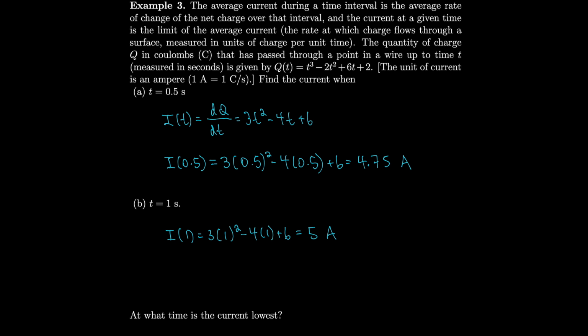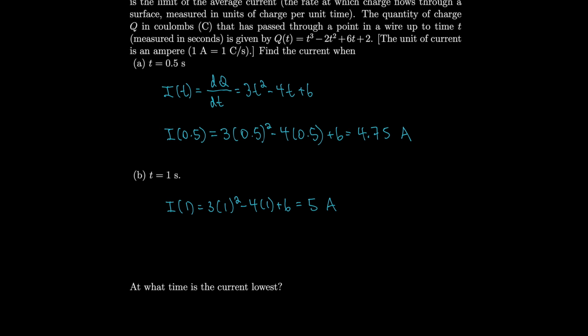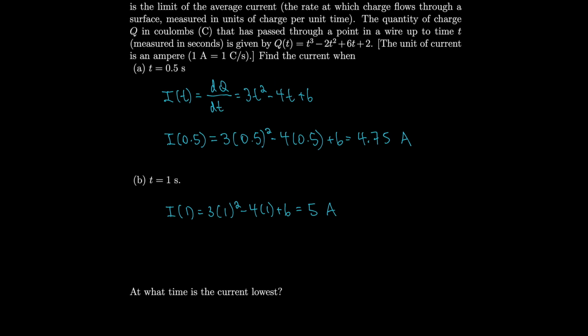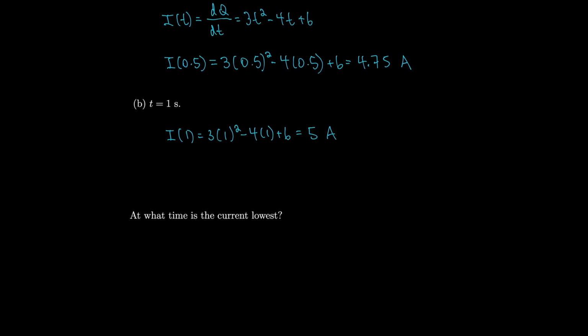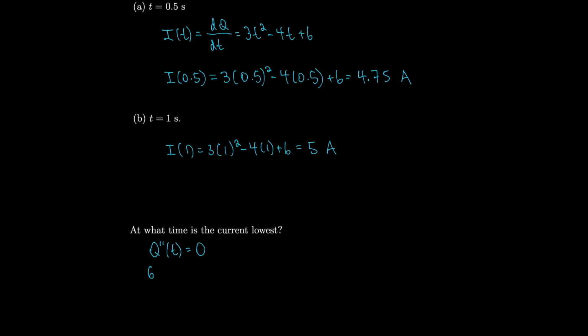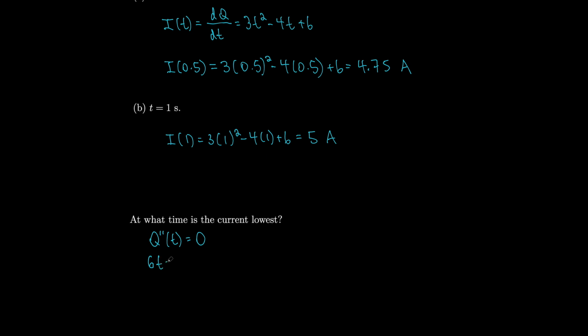Sorry, not velocity, I keep saying velocity, but in this case it's actually current. I want to know when the derivative of current is 0. So we want the second derivative of charge. So we want Q double prime. I want to know when that is 0. So if we take the derivative of I of t, the current, we get 6t minus 4 equal to 0. So that means that 6t equals 4. So t is equal to 2/3, which is roughly 0.67 seconds.